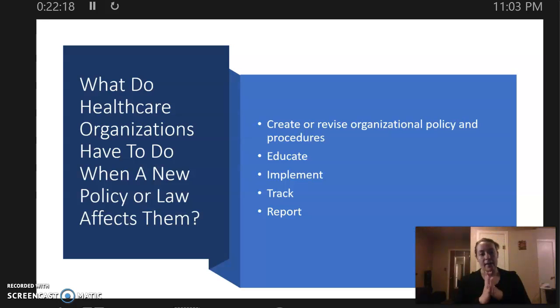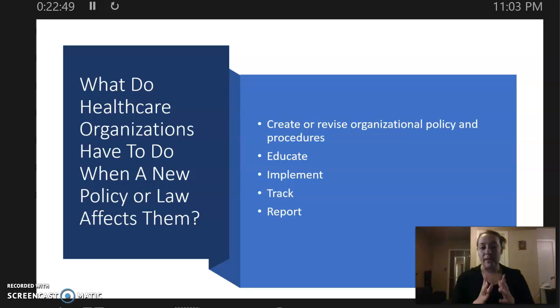So how do healthcare organizations address whenever a new policy is enacted or revised? What they have to do is create or revise organizational policy and procedures that are compliant with the newer revised law or policy. And then they have to educate all of the staff and let them know how they have to change their practice if that is applicable. And then, of course, they have to implement everything.